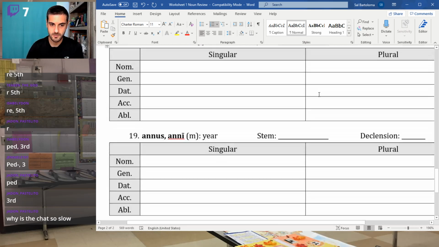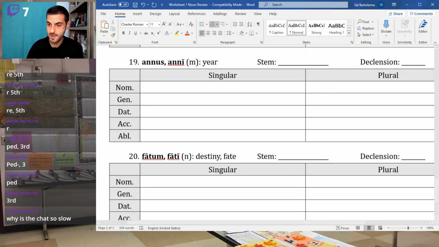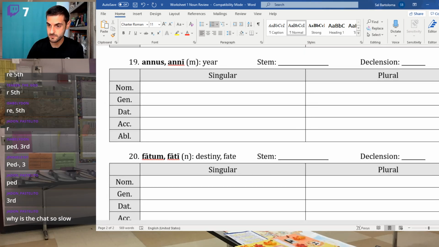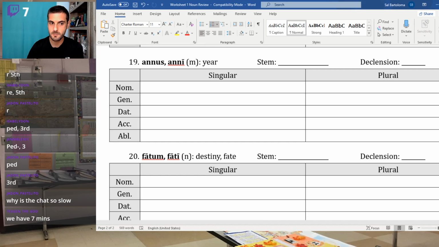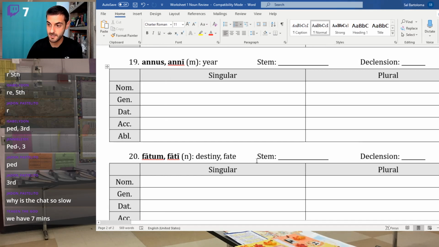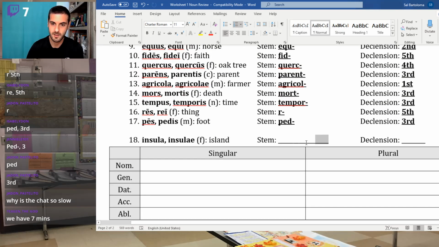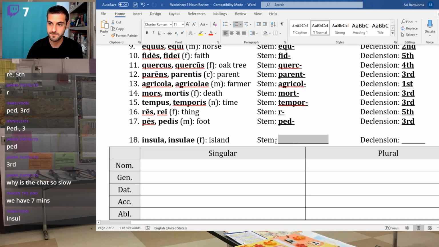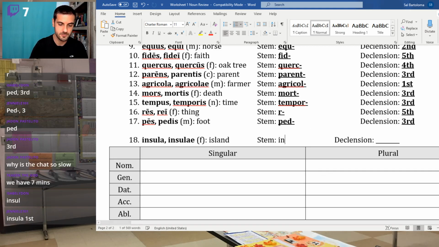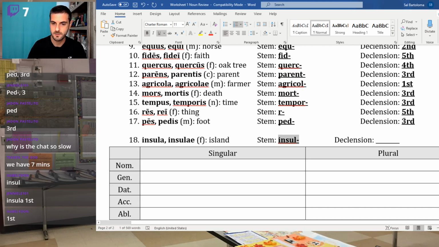Okay, so now down here at the bottom, we're doing a little practice when it comes to the declensions. So we didn't really talk too much about the specific declension endings. We have 7 minutes. Oh, we're so good. We're golden. Plus, I'm going to cut it down. So really, if I go till 20, I'll be okay. The stem is insul. Right? It is first declension. You know it.